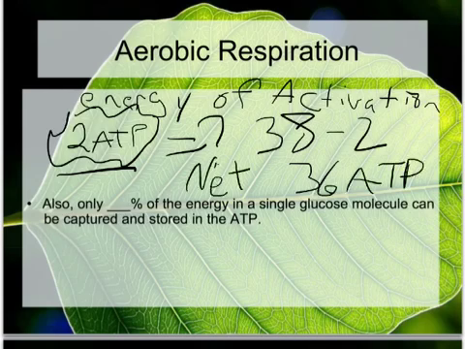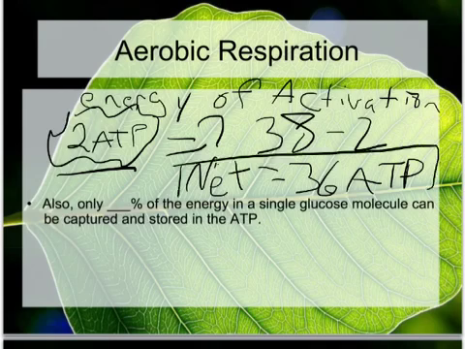38 is our total, but our net's the key. Just like how much money did you actually make? Well, it's 36 ATP. That's how much you actually walk away with. You gain 36 ATP. So the maximum net ATP that can be produced is 36.